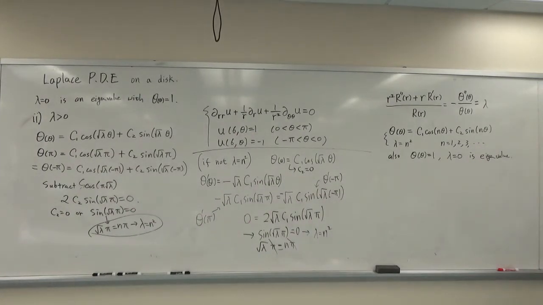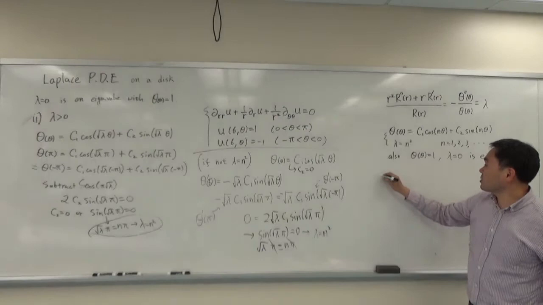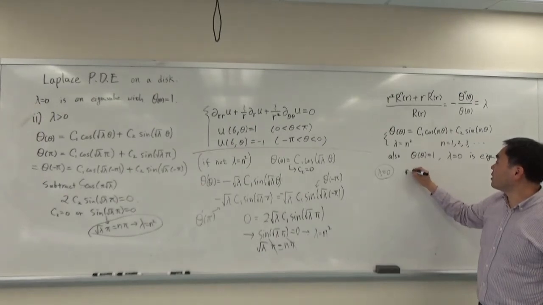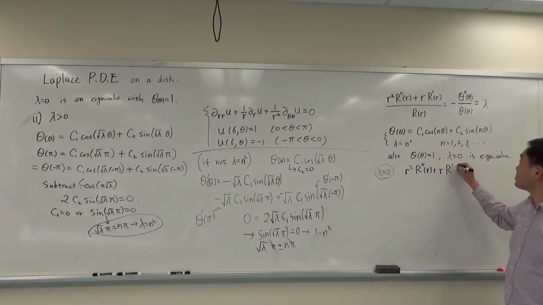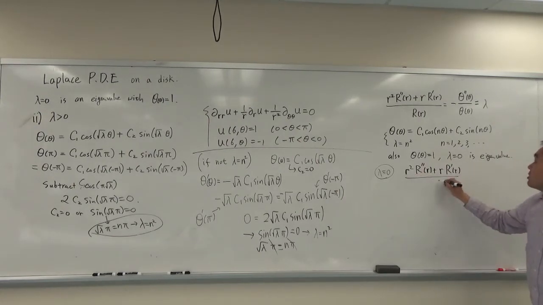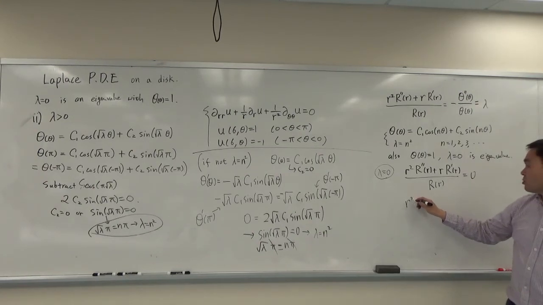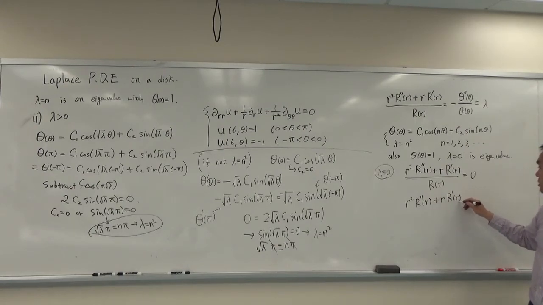Okay. So you found theta, now we still have to figure out r, right? So let's try to go for r. Plug in, so there are two cases. For lambda equal to 0, what do we have? You have r squared capital R double prime of r plus r R prime of r over R of r equals 0. Well, that's when lambda is 0. Okay? So move that to the other side, and then you have r squared R double prime of r plus r R prime of r equal to 0.